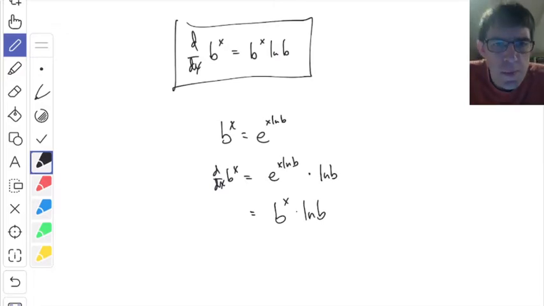You don't really have to remember why it's true. I would suggest just remembering what's in the box there. The derivative of b to the power x is b to the x ln b. This is an exponential function with a different base, and these are actually very useful in the real world.